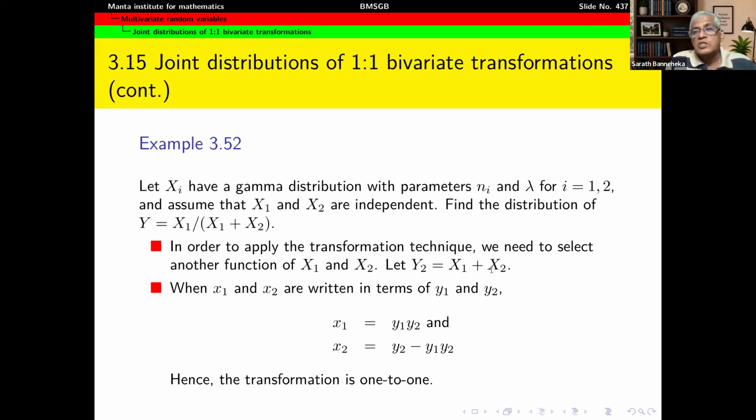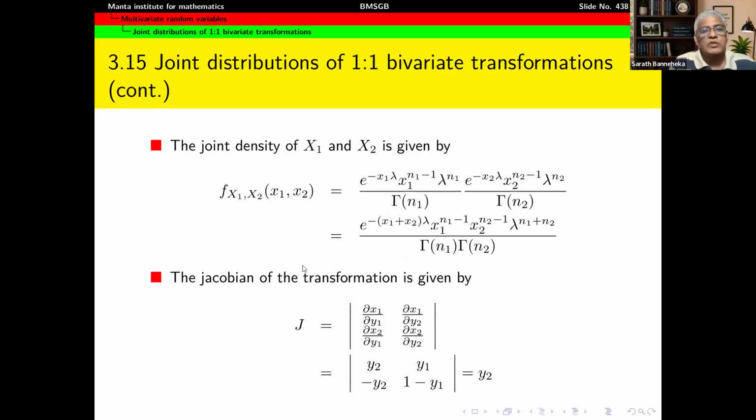And then what you need is, first, we have to get the inverse transformation. That is, we have to find out x1 and x2 in terms of y1 and y2. We can easily do that. Then we get these two expressions. X1 is equal to this and x2 is equal to this. So here x1 is going from 0 to infinity. X2 is also going from 0 to infinity. Y1 is equal to x1 divided by x1 plus x2, so that is also from 0 to infinity. And y2, x1 plus x2, that is also from 0 to infinity. So this transformation is one-to-one.